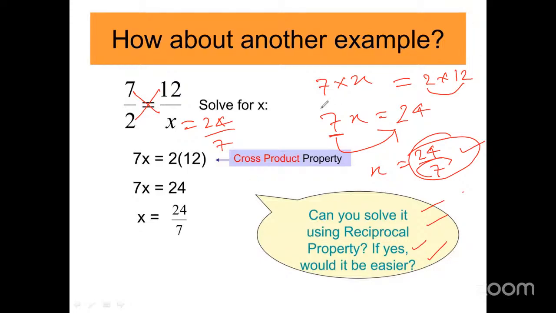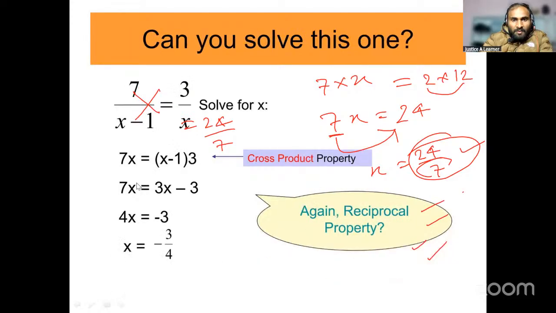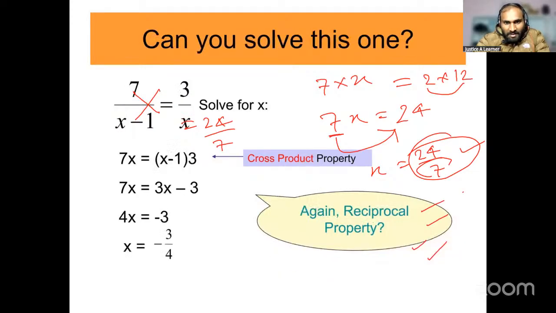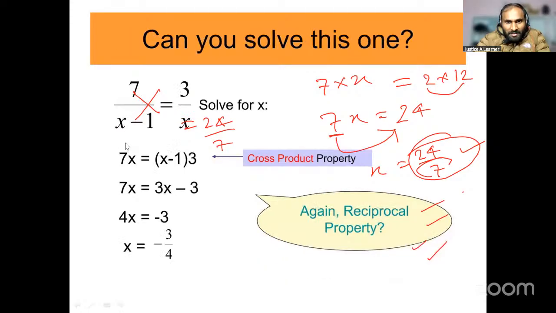Yes, but I wouldn't get the same answer. Okay. So this is the reciprocal property we are going to use. But a little thing we have changed in this. You see, 7 upon 2 is equal to 12 upon x, 7 upon x minus 1. This is another question, right?